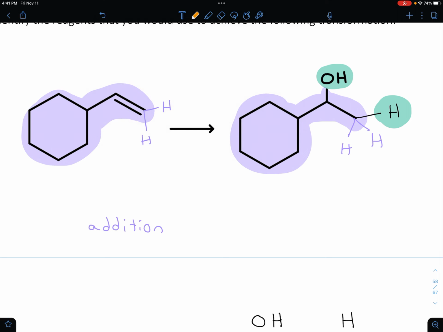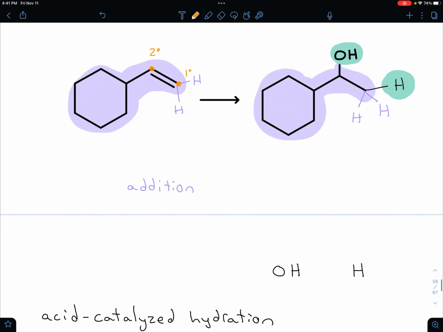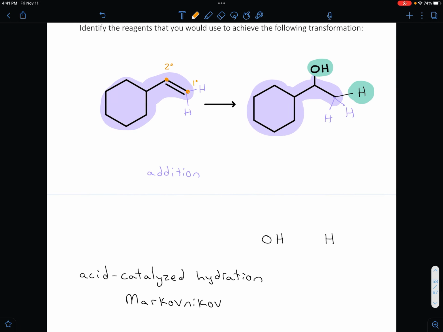You can look at the 2 carbons in the double bond. You could see that the carbon on the left is bonded to 2 carbons, so it's secondary. The carbon on the right is only bonded to 1 carbon, so it's primary. And the hydrogen went to the right. The hydrogen went to the less substituted carbon. That is Markovnikov addition. So we know that this addition is going to be Markovnikov.